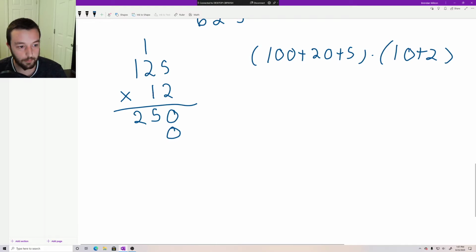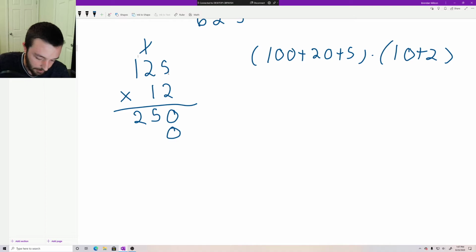So now we're going to take this 1 and multiply it by every number. And we can forget about this 1 up here. We already used it. So 1 times 5 is 5. Hang on, let me wait for my display to load. There we go. 1 times 2 is 2. And 1 times 1 is 1.